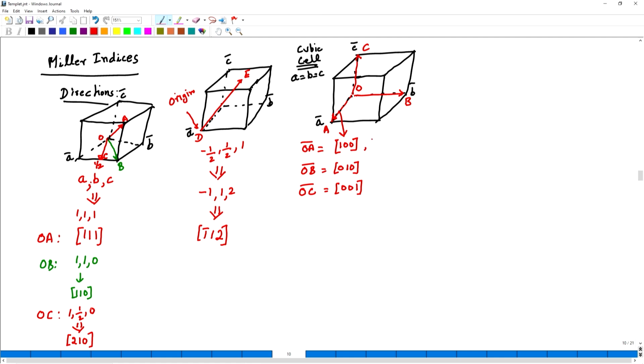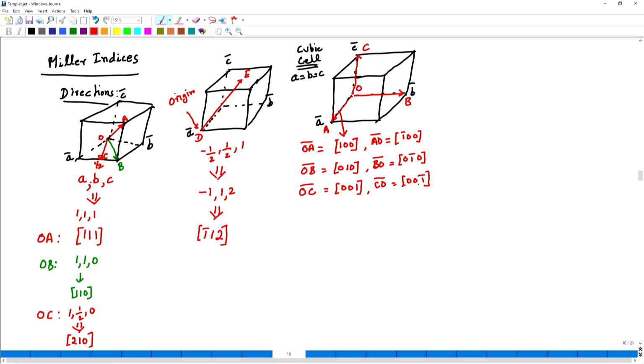Similarly, I can also define negative directions. So, instead of OA, I can say, let us say AO. Then what happens? I simply negate all the indices to show an opposite direction. AO would become bar 1, 0, 0, so now minus 1 along A. Vector BO, opposite of OB, is 0, bar 1, 0. Direction CO, opposite of OC, would be 0, 0, bar 1.